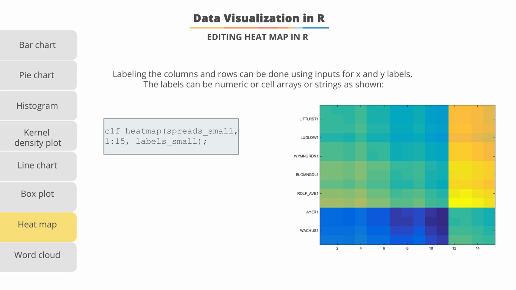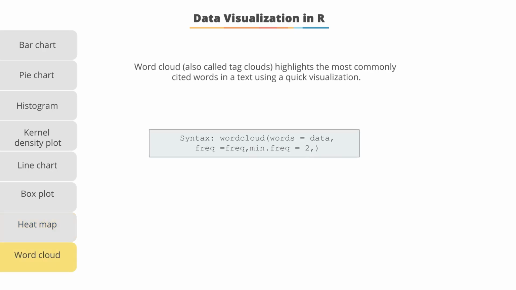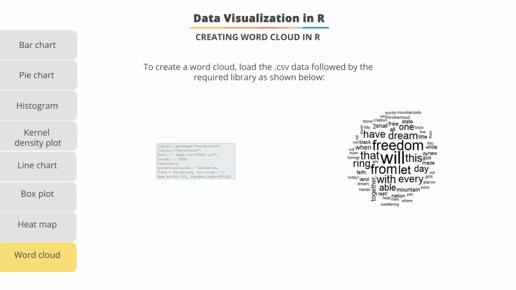Lastly, we have word clouds. Word clouds highlight the most commonly cited words in text using quick visualization. This is often done in combination with natural language processing from a visualization type perspective. So what this looks like is this on the right.